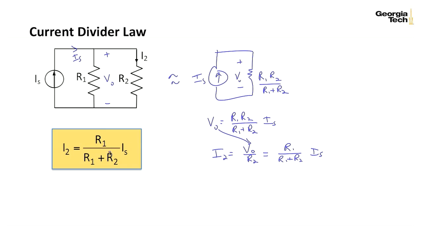Now, one thing to note about this is that we take the opposite resistor from the branch that we're looking at, and that means that if R1 becomes really large, this current becomes large. And that makes sense, because if R1 becomes really large, then most of the current's going to want to flow through R2 and it becomes larger.